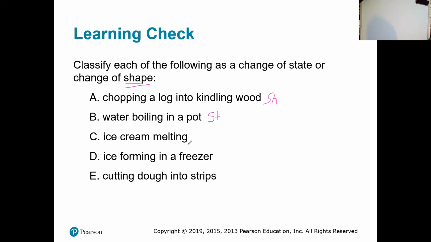Ice cream melting. You start out with ice cream, and the ice cream is technically kind of solid-ish. It's that soft solid that ice cream is sometimes. But as it melts, it turns more liquidy, right? So that's going to be a change in state. Ice forming in the freezer. When you have ice forming, you start out with liquid water and it ends as solid ice. That is going to be a state change.